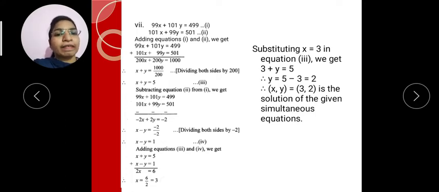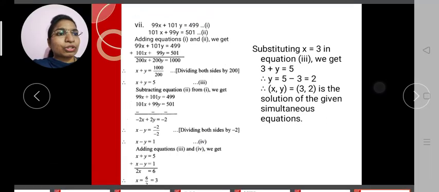After getting the value of x is equal to 3, substitute it in equation third, x plus y is equal to 5. So 3 plus y is equal to 5. y is equal to 5 minus 3. So y is equal to 2. So x is equal to 3 and y is equal to 2 is the solution of the given simultaneous equations.